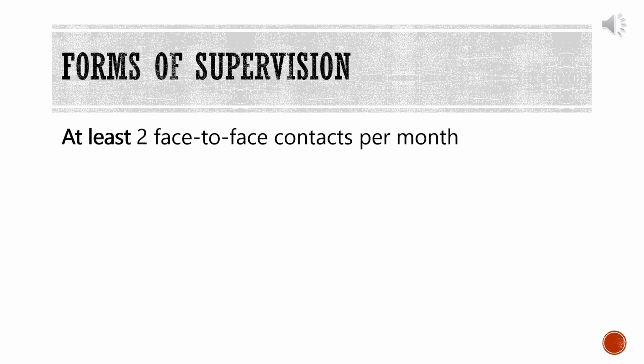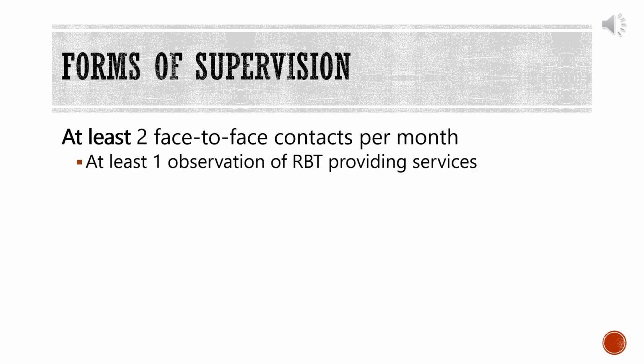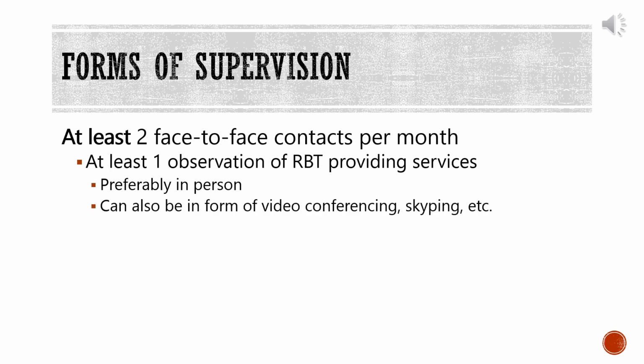The RBT must have at least 2 face-to-face contacts per month with their supervisor. At least one of these observations needs to be of the RBT providing services to a client. This can either be in person, which is preferred, or it can also be in the form of video chatting. If the BCBA is traveling or for whatever other reason is unable to attend the session in person, they can observe over a video chatting service.